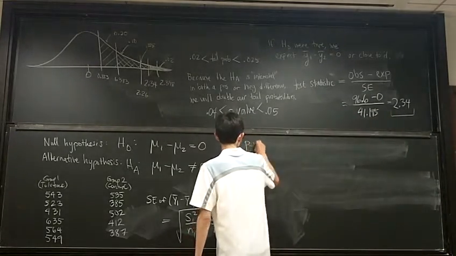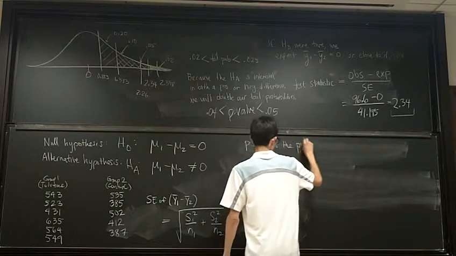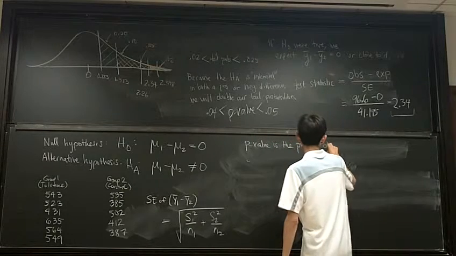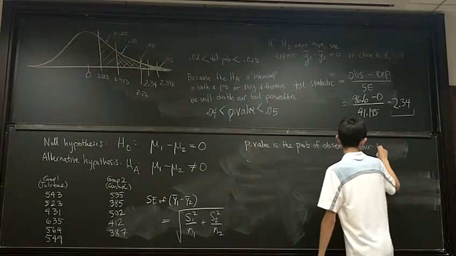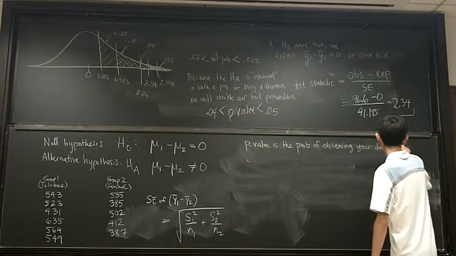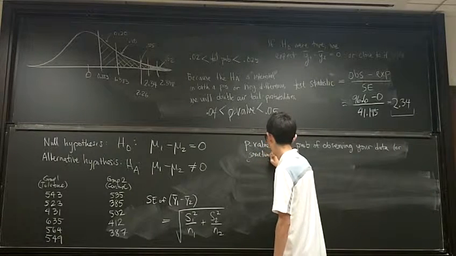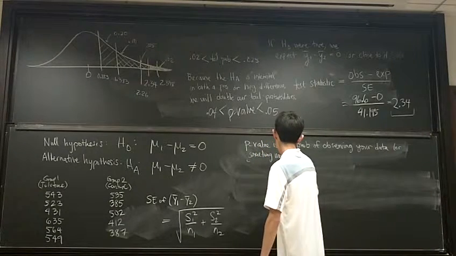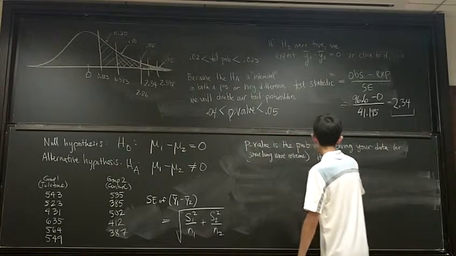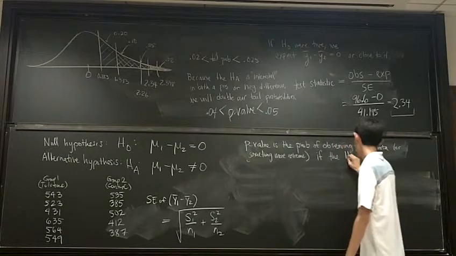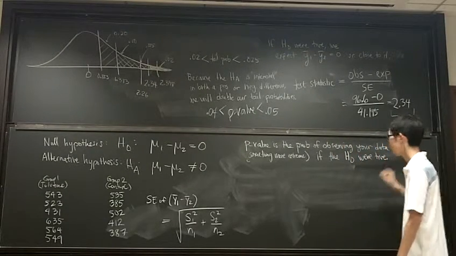The p-value is the probability of observing your data, or something more extreme, if the null hypothesis were true. That's the p-value.